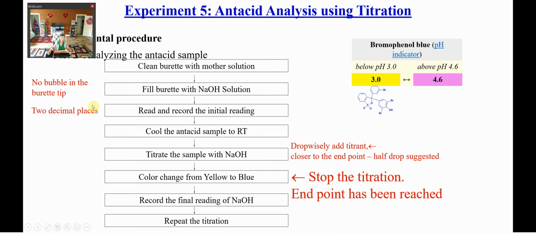Also, I want to mention a couple of points. Number one, in your burette tip, make sure there are no bubbles. Also, the readings of your liquid must be to 2 decimal places. Because you have heated the solution, make sure it decreases to room temperature, and then you titrate this solution drop by drop using sodium hydroxide. You find the color change, and when the color change disappears, you add a half drop. That's essentially how you analyze the antacid.